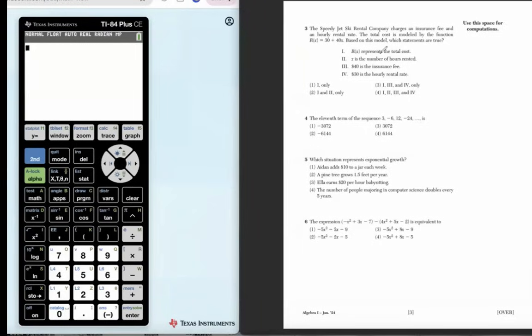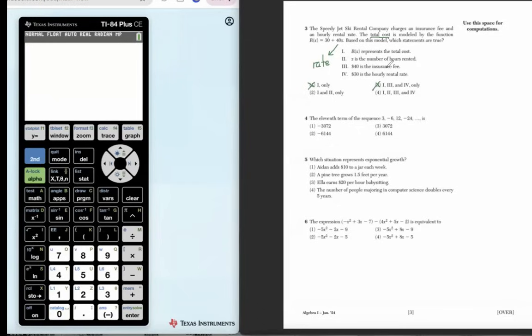R of x represents the total cost. That's exactly what the problem says. It says the total cost is modeled by this function. So R of x certainly is the total cost. So we know that 1 is true, and notice that that shows up in all of the answer choices. X is the number of hours rented. That makes sense because they're saying that there's an hourly rental rate. So remember, 40 is going to be our rate, and then X is the number of hours rented. So 2 is also true. So we can get rid of answer choice 1 and answer choice 3. Now we're deciding between 2 and 4.